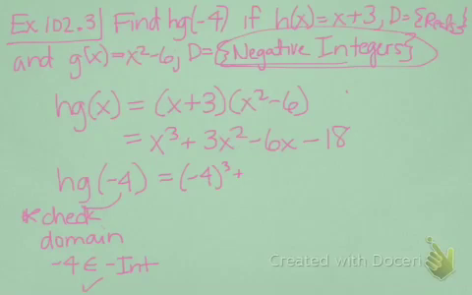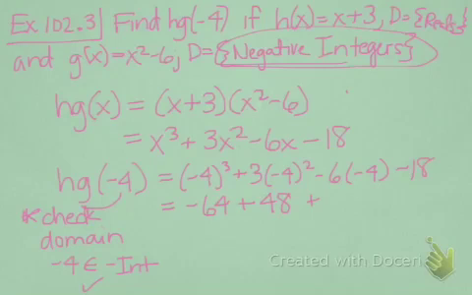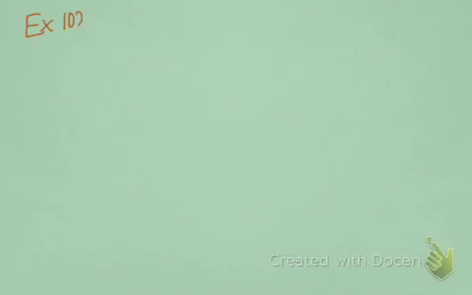So plug in negative 4 to the equation, so we get negative 4 cubed plus 3 times negative 4 squared minus 6 times negative 4 minus 18. Negative 4 cubed is negative 64. Negative 4 squared is 16 times 3 is 48. Negative 6 times negative 4 is 24 minus 18. When I put all of that together, I get negative 10. So hg of negative 4 is negative 10.